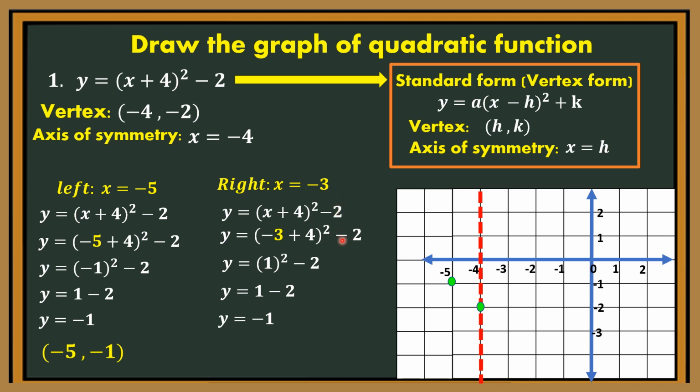This is now the second ordered pair, (-3, -1). So, hanapin muna natin ang negative 3 going kay negative 1. Then, after that, connect. So, mapapansin nyo, axis of symmetry divides the parabola into two equal parts. So, this is now the graph of y is equal to the quantity of x plus 4 quantity squared minus 2.